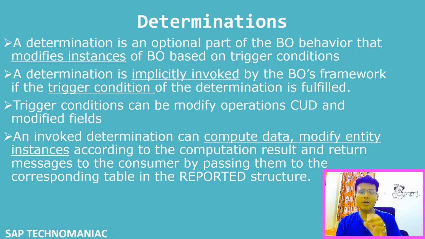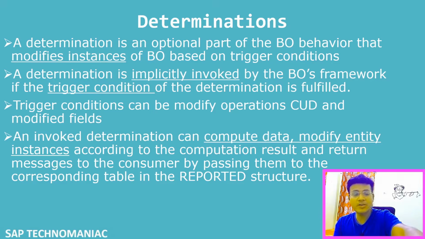A determination is also an optional part of the business object, like validations and actions. It will be triggered automatically by the trigger condition, and it will modify the existing instance of the business object. So modification is always invoked by the trigger conditions. This is very important. As soon as that trigger condition is satisfied, the particular modification we have defined will be triggered.